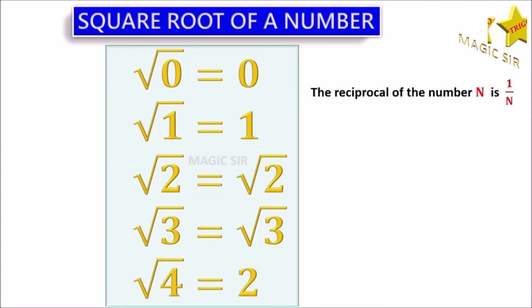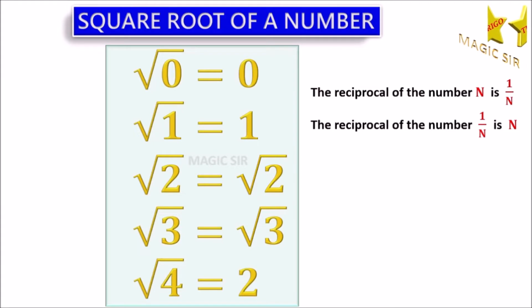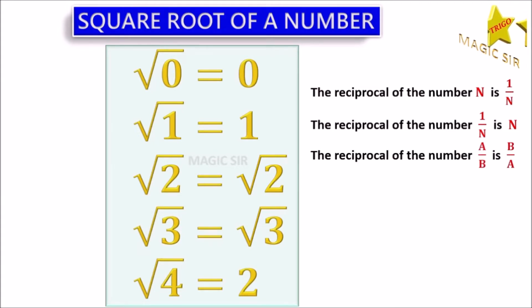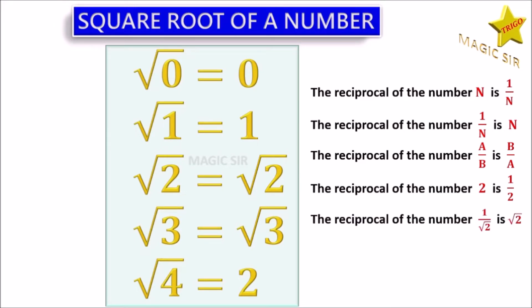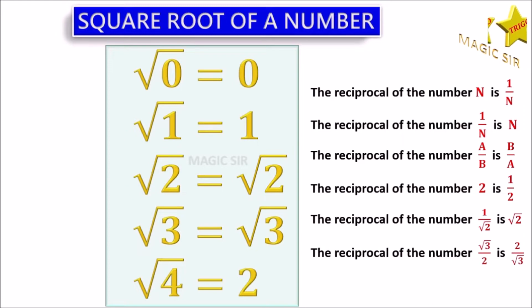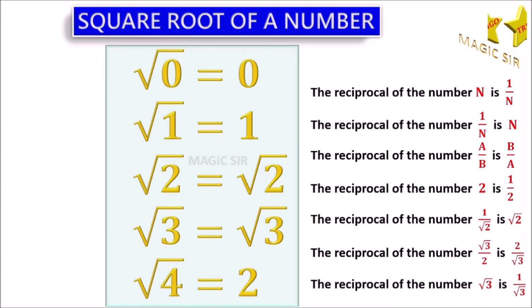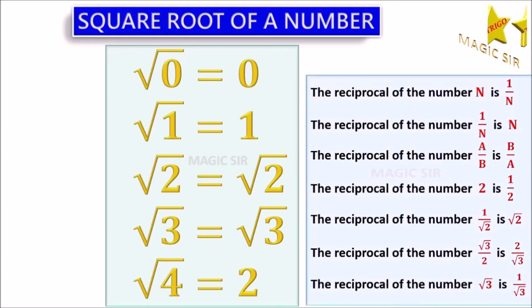You are familiar with the reciprocal of numbers, such as the reciprocal of number n is 1 upon n. The reciprocal of the number 1 upon n is n. The reciprocal of the number a upon b is b upon a. The reciprocal of the number 2 is 1 upon 2. The reciprocal of the number 1 upon root 2 is root 2. The reciprocal of root 3 by 2 is 2 upon root 3 and the reciprocal of number root 3 is 1 upon root 3.